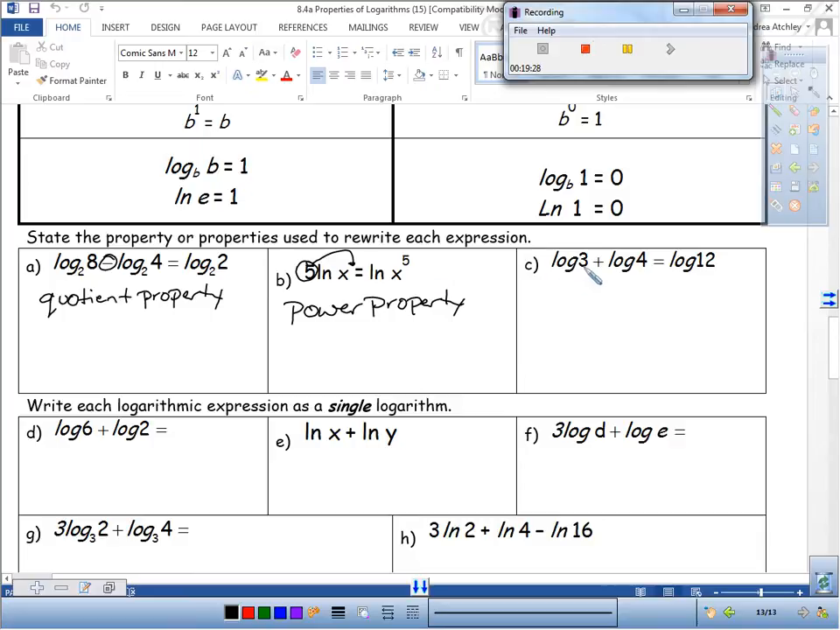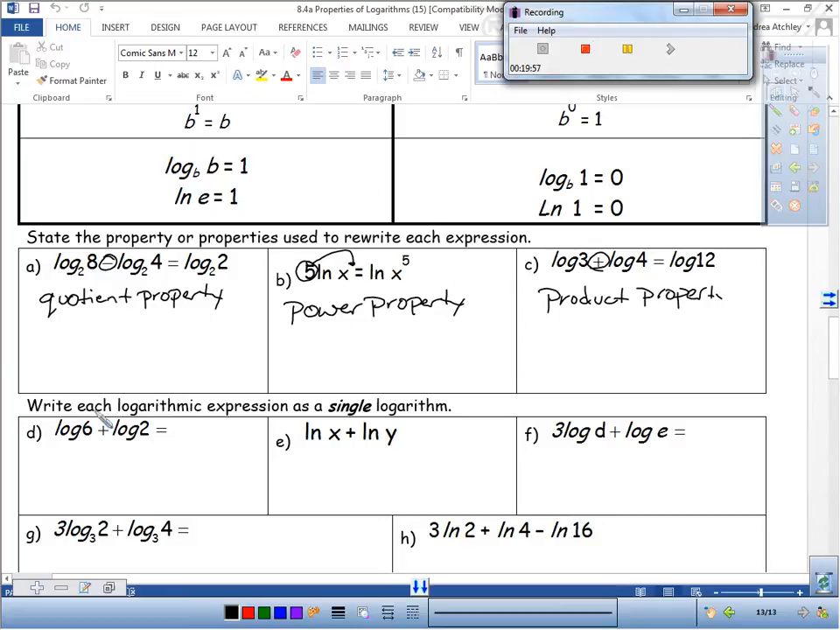Okay, now this one we added. Rika, what property is that? Product. So 3 plus 4 is the same as the log of 12. Does that make sense? Any questions over this?